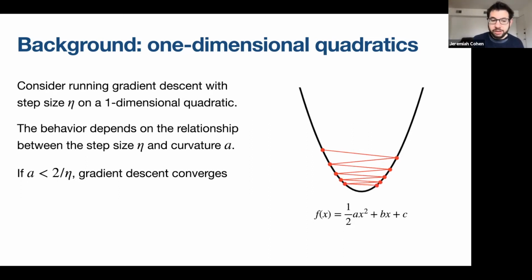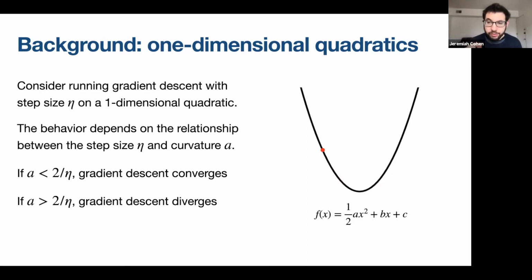On the other hand, if A is greater than 2 over eta, so if the curvature is too big, and now I've tweaked this quadratic so that A is now greater than 2 over eta, the gradient descent diverges. This happens. And it's easy to show using algebra that these are the two cases that happen when you run gradient descent on this quadratic function.